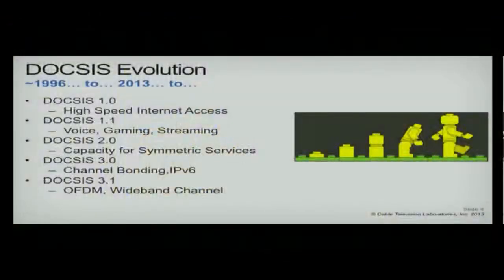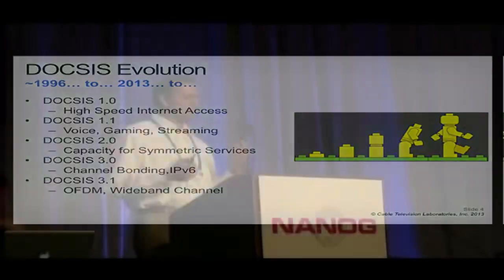And just a quick slide on history. DOCSIS started back around 1996 with DOCSIS 1.0, providing just basic high-speed internet access. There have been new versions of DOCSIS every few years, 3 to 5 years mainly. DOCSIS 1.1 introduced support for quality of service, and then you could enable voice services, gaming, streaming. DOCSIS 2.0 provided capabilities for both upstream and downstream symmetric services.